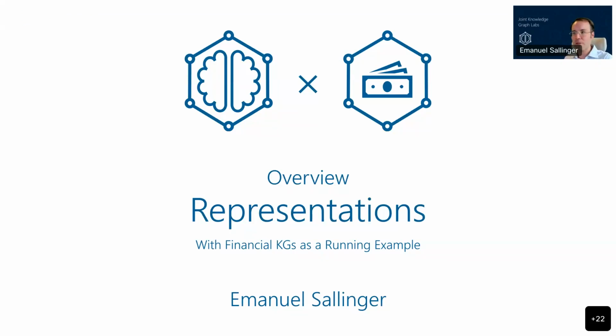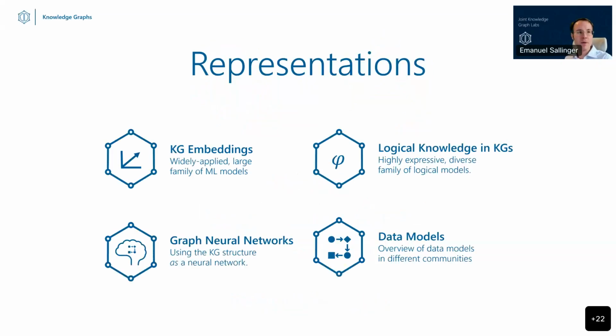So let's try to figure out what that is. Let me actually open that one here. These are the four representations essentially that we are going to be talking about. We are not going to talk too much, unless you want to, about the knowledge graph embedding in the graph neural network space. We could, but other talks cover that to some extent. But let me actually introduce you to the context of this.